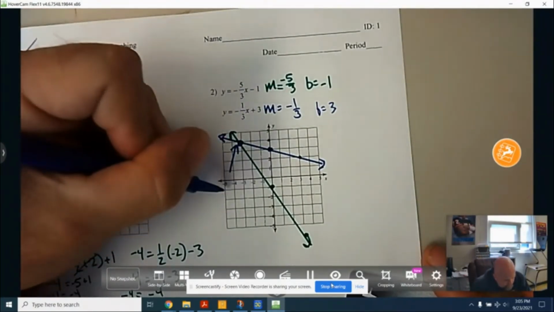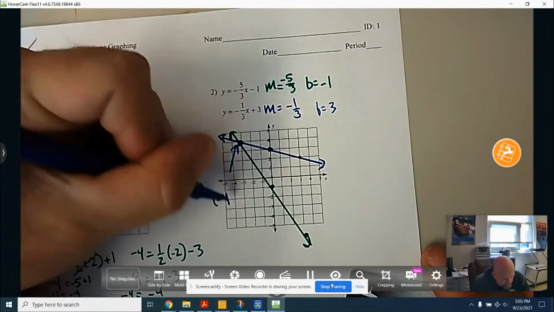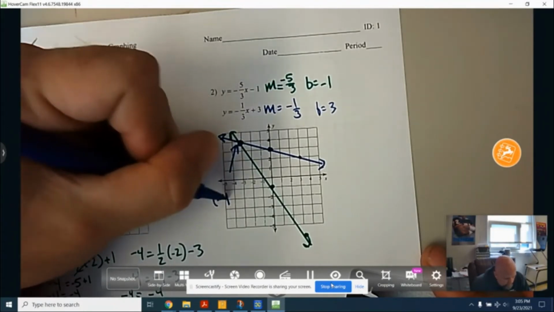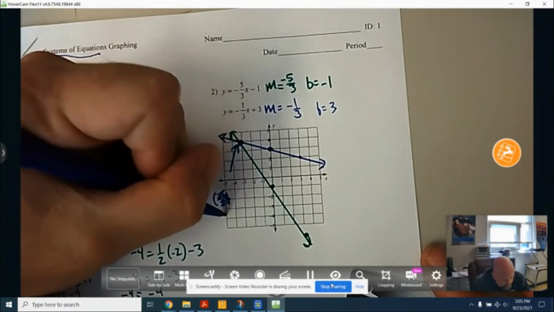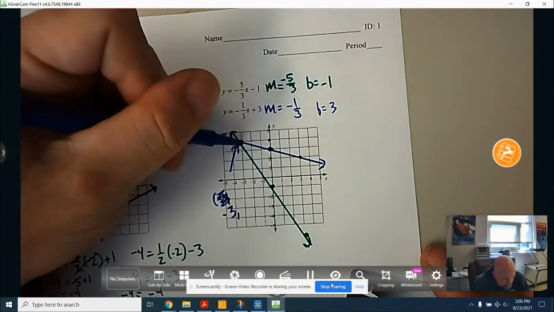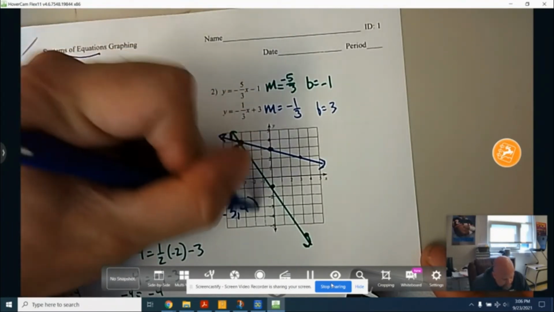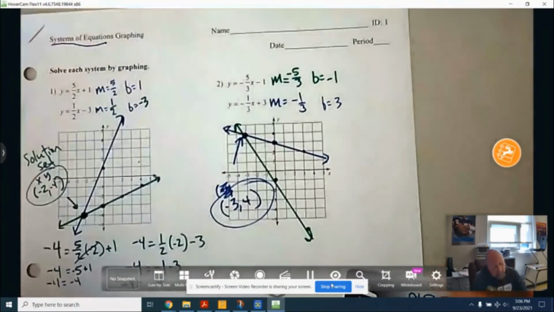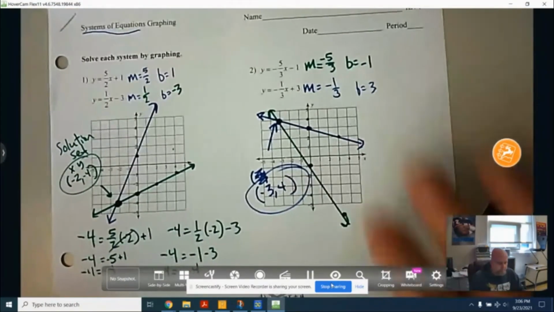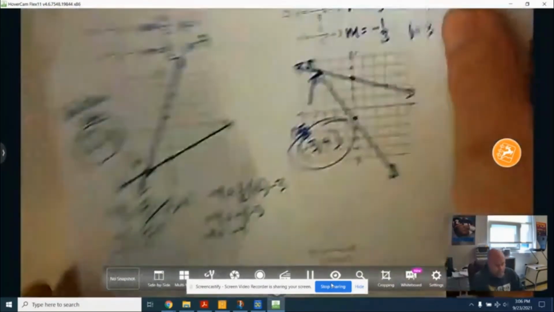Okay, so that means my answer for this is going to be -4. No, I'm sorry, that's not -4. That's a -3. So that's a -3 and it looks like +4. So -3, 4 is how I'd write my answer. Okay, moving on, let's go to number 3.